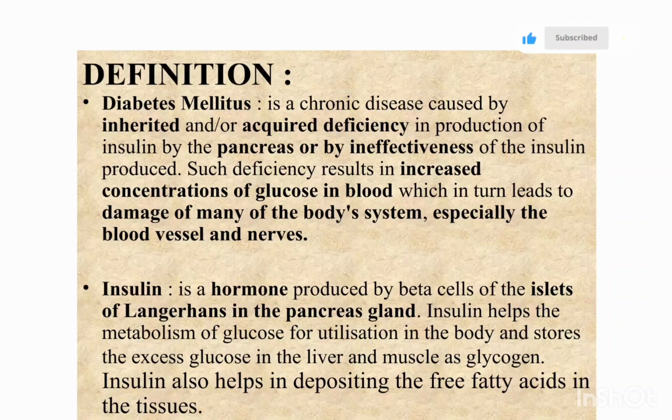Such deficiency results in increased concentration of glucose in the blood, which in turn leads to damage to many of the body's systems, especially the blood vessels and nerves.